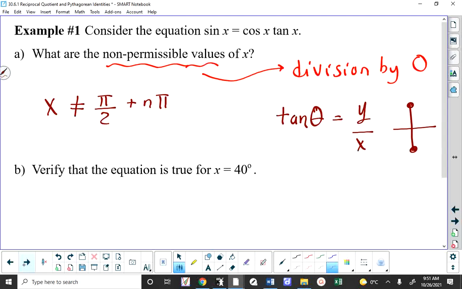I don't want you to get held back on this stuff because you're confused about non-permissible values. We're going to keep coming back to them and improving our skills with them, but it's not as important right now as what's going to come. Verify that the equation is true for 40 degrees. So take your calculator, put it in degree mode, find the sine of 40 degrees, look at the decimal on your calculator, and then take the tangent of 40 degrees times the cosine of 40 degrees, look at it to verify that it's true.